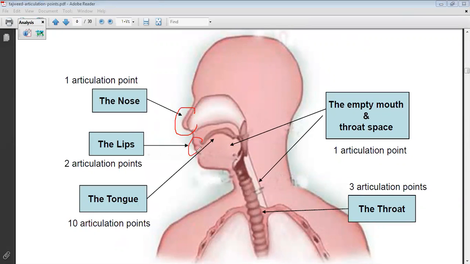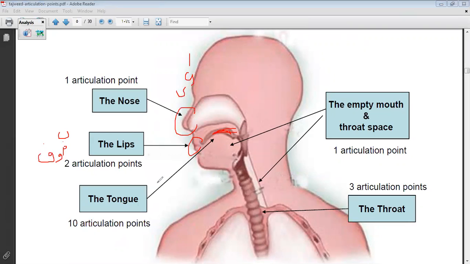From the two lips, there are two articulation points with 4 letters: ba, meem, waw, and fa. From the space empty of the mouth, we push the mud letters: alif, waw, and ya.